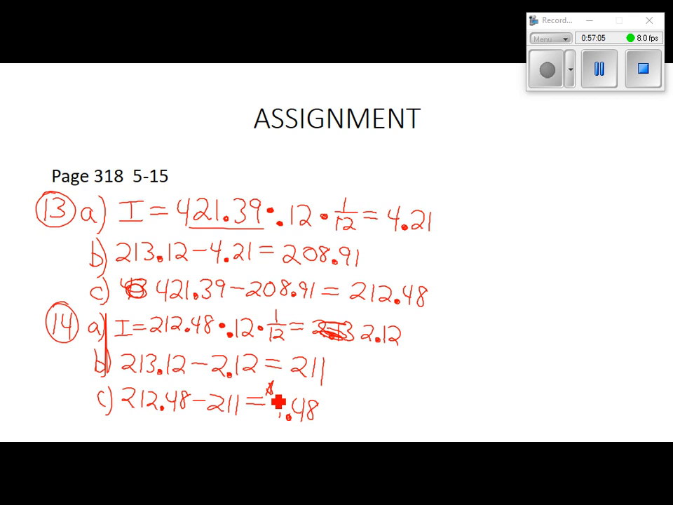Wait, what about D? Oops, I put them in the wrong thing, didn't I? Oh well, we fixed it. Sorry. This is A, the 212.48 is A, isn't it? Yeah, so that's A. 213. Oh yeah, it is 213, I'm sorry. This is A, it just asks for the payment, doesn't it? 213.12, it's the same every time.